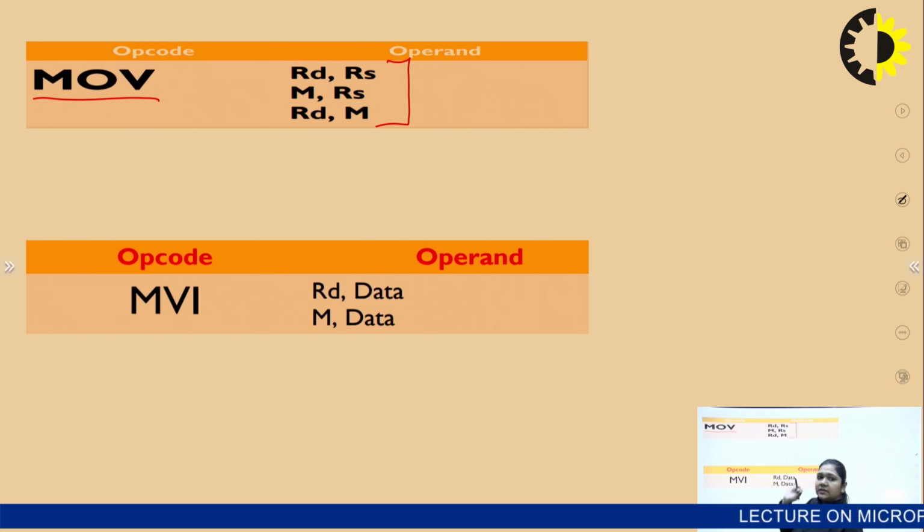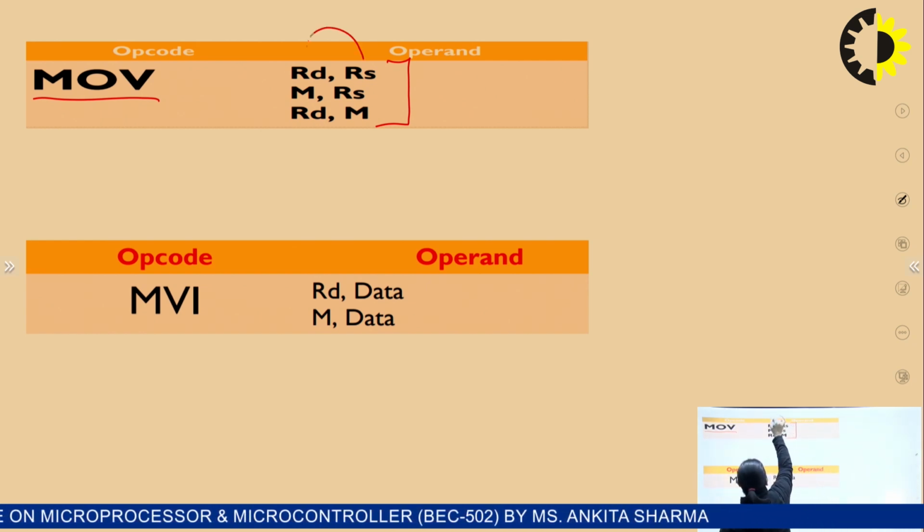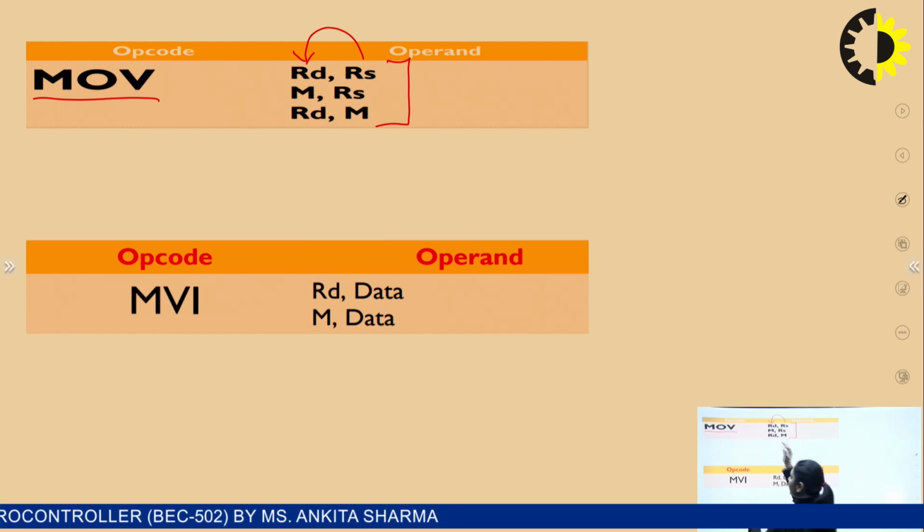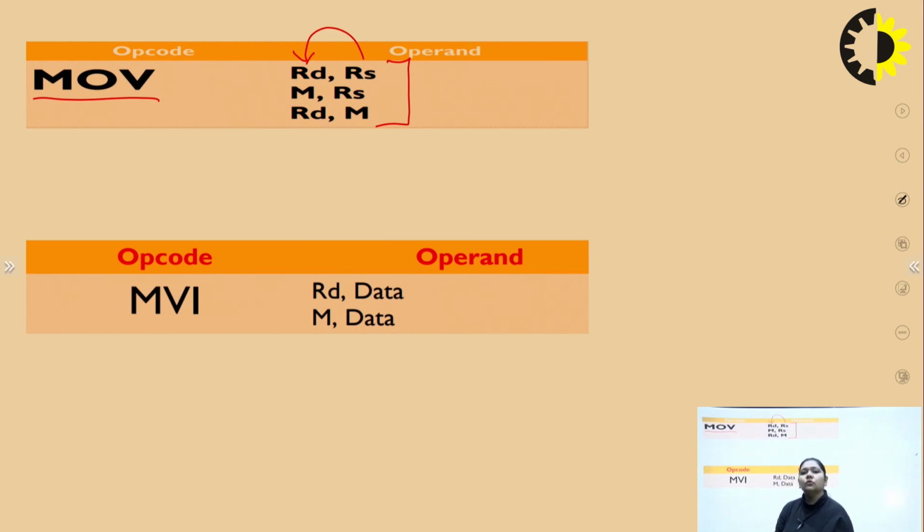RD here is the destination register, RS is my source register. So the data will always travel from this side to this side. On the left side the destination will be given, and on the right side the source will always be given. So data transfer will be from RS to RD. I can write it like this also, MOV B, A. So the data transfer is happening between two registers only.